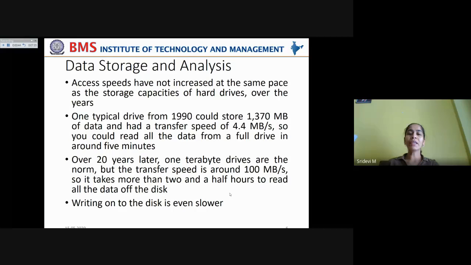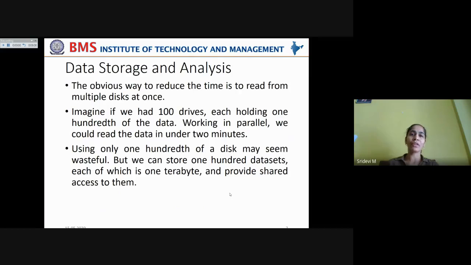But over 20 years later, 1 terabyte drives are the norm now. But the transfer speed hasn't increased that much. It is around 100 megabytes per second. So it takes more than 2.5 hours to read all the data off the disk. Writing onto the disk, if you consider, is even slower than reading the data. So all of this adds to the complexity of the task of analyzing large volumes of data.